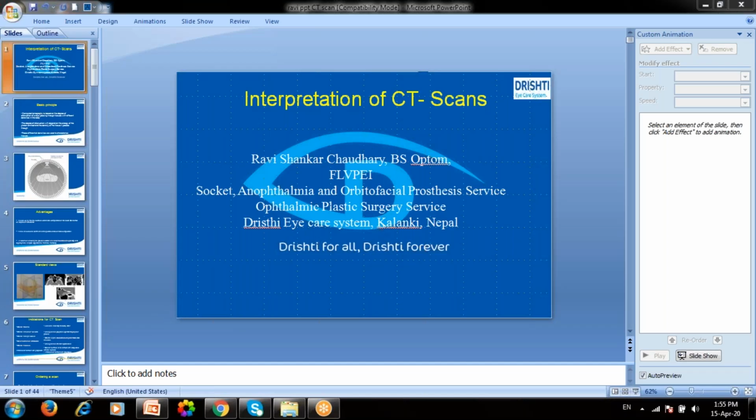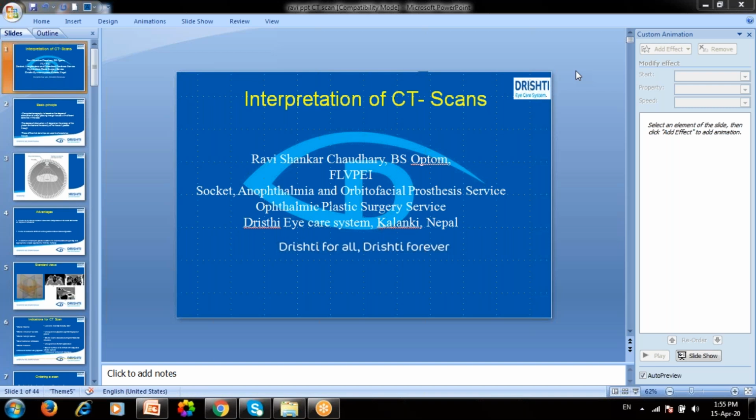This topic is not generally taught in our bachelor's level course, so this might be a new topic for us. CT scan is a very vast topic. I had like 115 slides in this presentation, so I have removed so many slides to make it short.